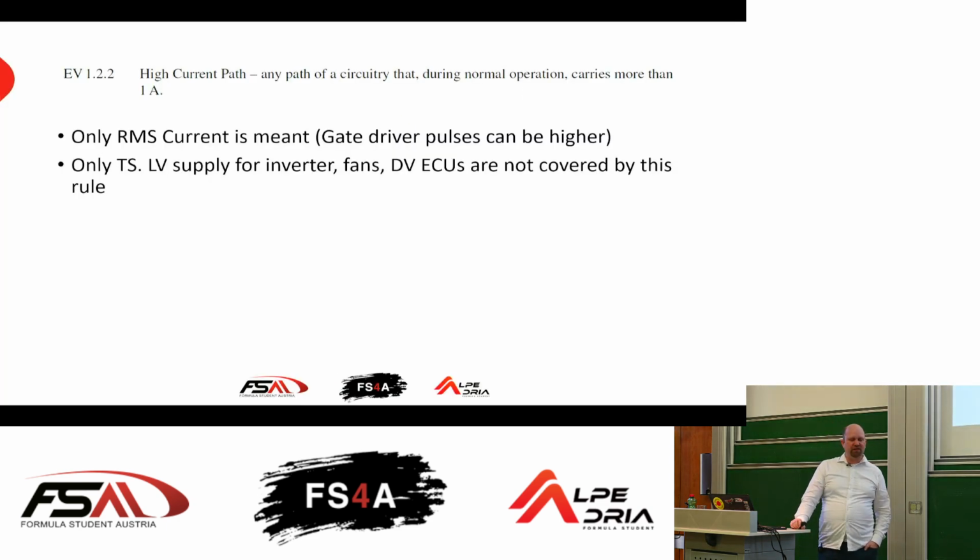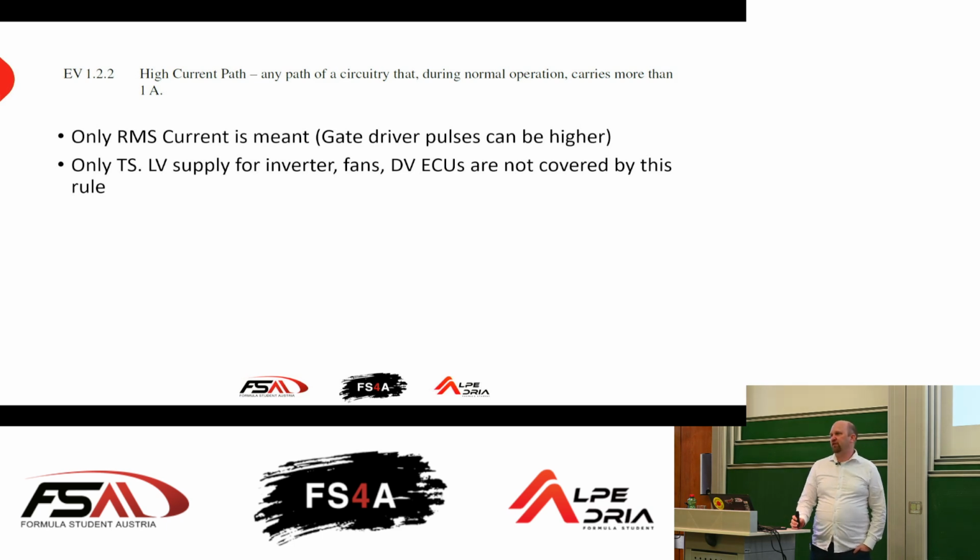One of the first rules that has changed is EV 1.2.2. It hasn't changed, there's only one clarification. So what is a high current path? Already some team members asked me, but what about gate driver current? What about ECU current and so on? No, it's quite simple. Only the RMS value is in focus of this rule.